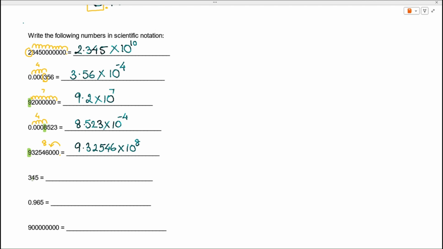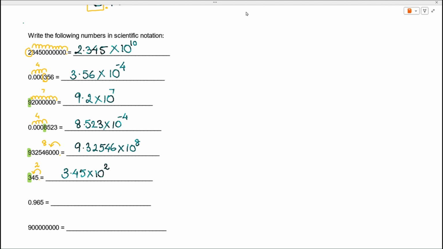The next one is 345. The first non-zero digit is 3. The decimal is over here. We are moving it 2 places onto the left. So scientific notation becomes 3.45 times 10 to the power of 2.